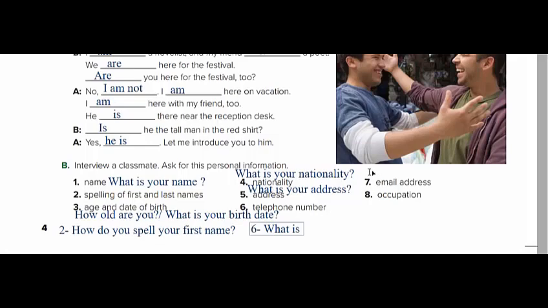And here, email address, number seven. So what do we say? What is your email address? يعني ما هو عنوانك على البريد الإلكتروني؟ And the final one, what is your occupation? العمل, الشغل. What is your occupation? So, nationality, address, telephone number, email address, occupation. What is your occupation?